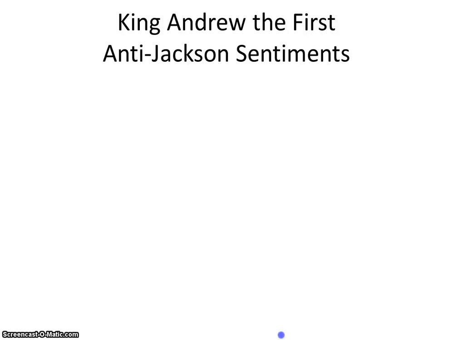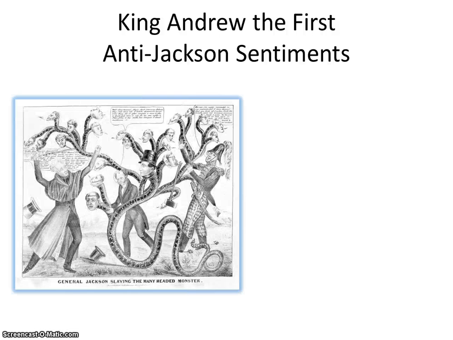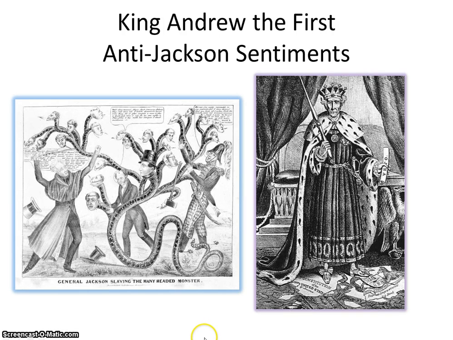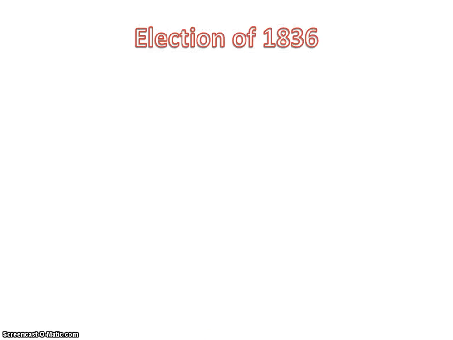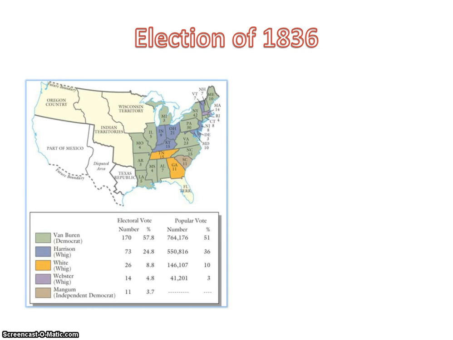So then you have the first of the anti-Jackson sentiments. Here he is slaying the many-headed monster. Here he is called King Andrew. And so he is not being painted in a very likable fashion. In the election of 1836, you can see at this point the Democrats are not as successful. The Whigs are actually gaining ground, and in fact there are three Whig candidates at this point.